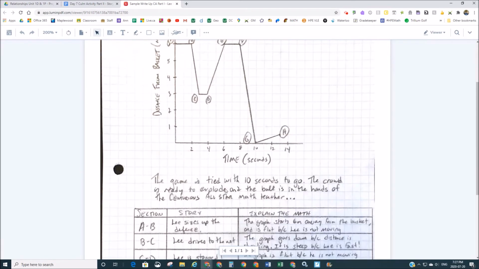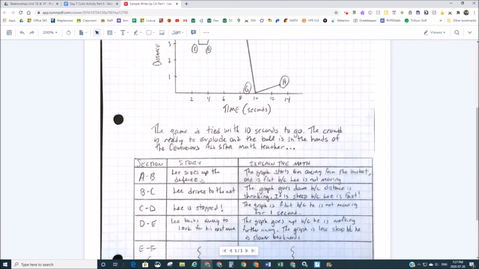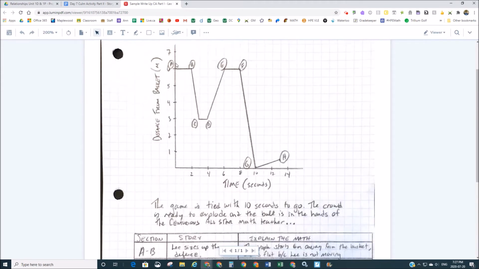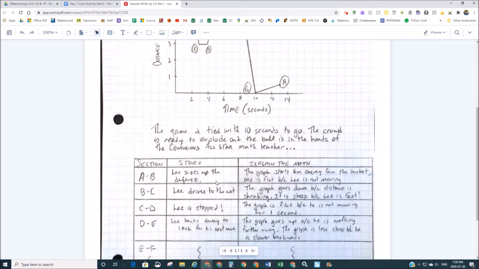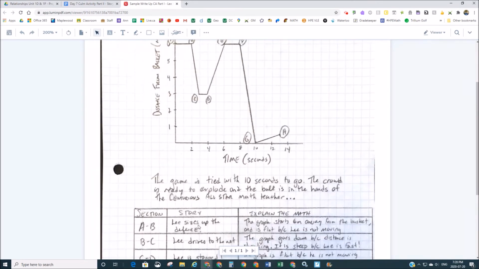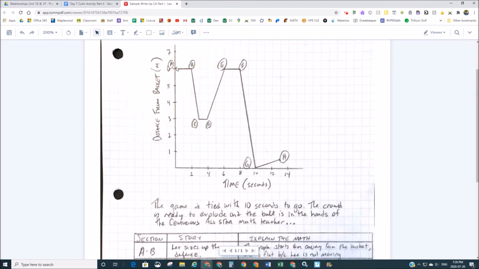Okay, so here's my little story, just a very brief thing setting up the scene, and then I go into the graph. So this all happens before the graph starts, and then I'm describing the graph. And you'll see that this part looks just like the first part of your culminating activity. So each section is labeled A, B, C, D, and so forth, and then you describe it. So at the beginning, my story says that I'm sizing up the defense. So I'm just stopped and I'm looking at what's going on.